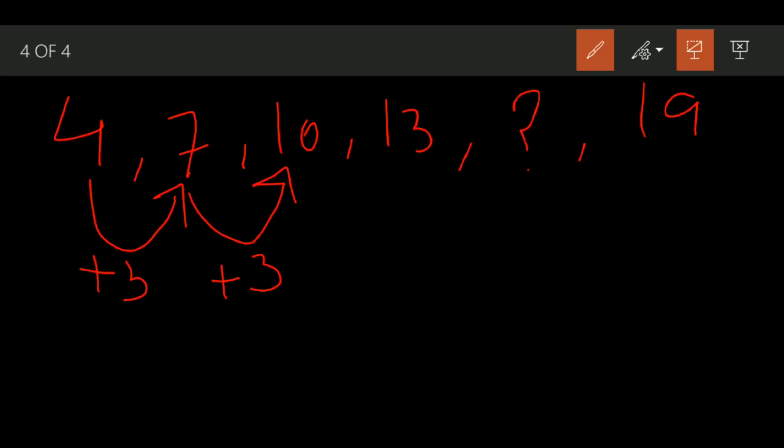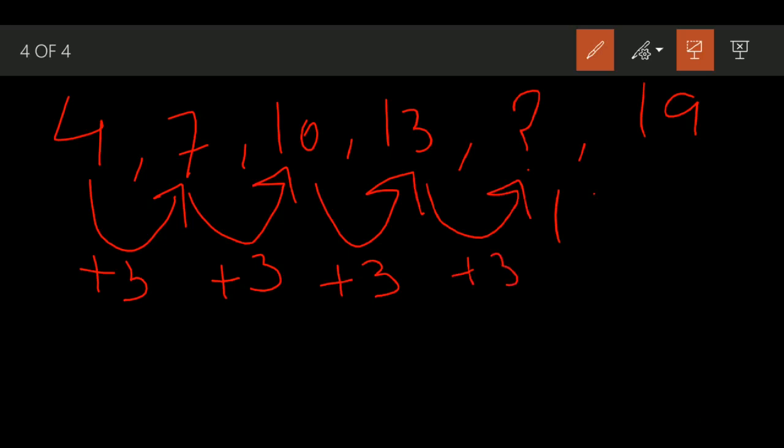Similarly, what do you do to 10 to get 13? Add 3 to 10 and you will get 13. So the rule is to add 3 and keep adding 3 to get the missing number. Here the missing number will be 13 plus 3, and the answer will be 16. The missing number will be 16. I hope you understood the number patterns.